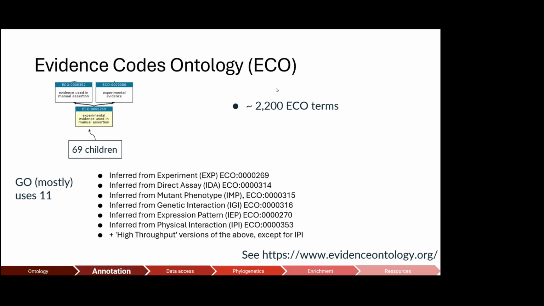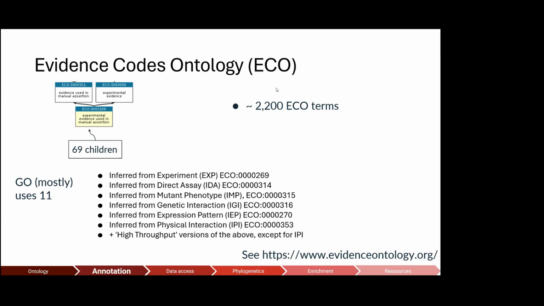And so the evidence code: there is an ontology, the Evidence and Conclusion Ontology, with more than 2,000 ECO terms. For human-friendly use, we say IDA, IMP, which represent something, but each of these terms has an ECO code. For instance, experimental evidence has ECO:0000269. So every code has a number associated to it, and it's an ontology. And for Go, we mostly use 11 of these terms that are represented here.